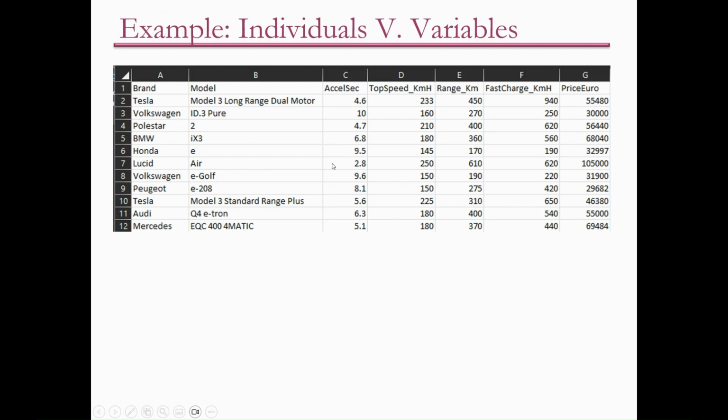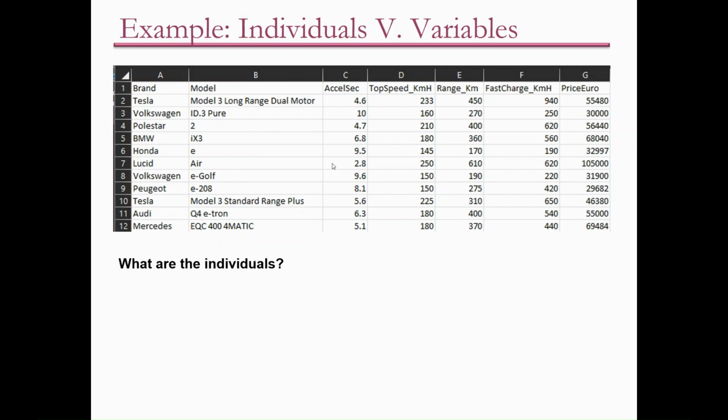Those are the number of seconds it takes for these cars to go 0 to 60. We have their top speed in kilometers per hour, their range on a full charge in kilometers, how fast they charge in kilometers per hour, and their price in euros. Now, this is a fairly old data set, so some of these numbers are probably a little different now. But let's see what our first question is, which is, what are the individuals?